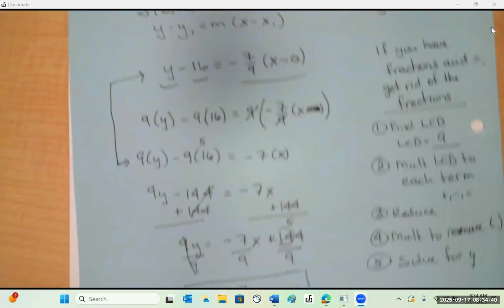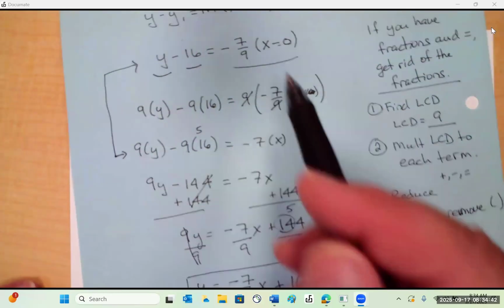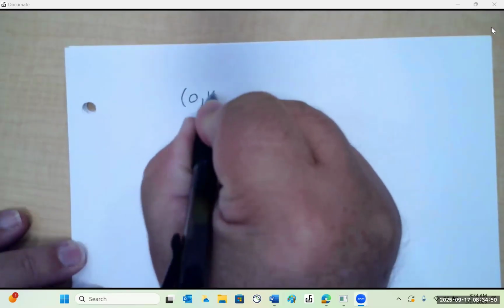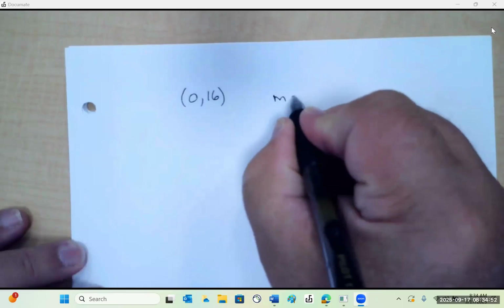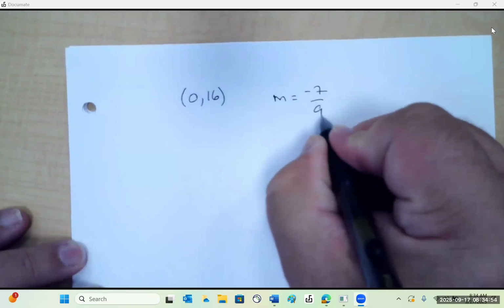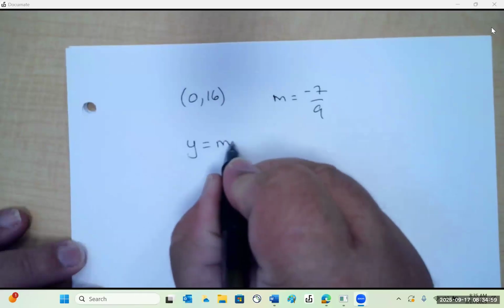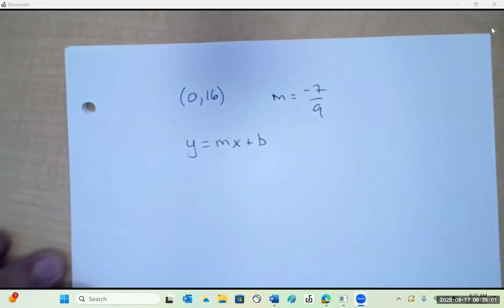There are two ways you can do it. This is one way. Again, if you're going to learn something that you use all the time, this is the first way. This is the way that they'd want you to use. But here's the way that you're going to use. Remember, what we had here, we had 0, 16, and we had m equals negative 7 over 9. We want it to become that equation of a line.